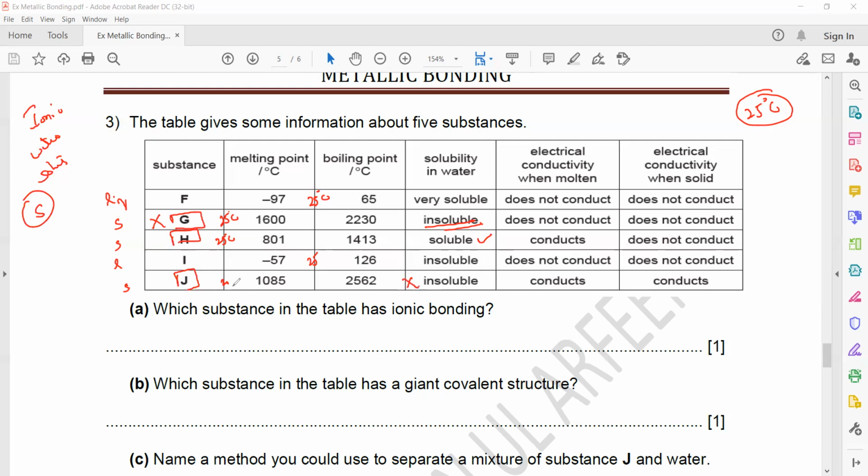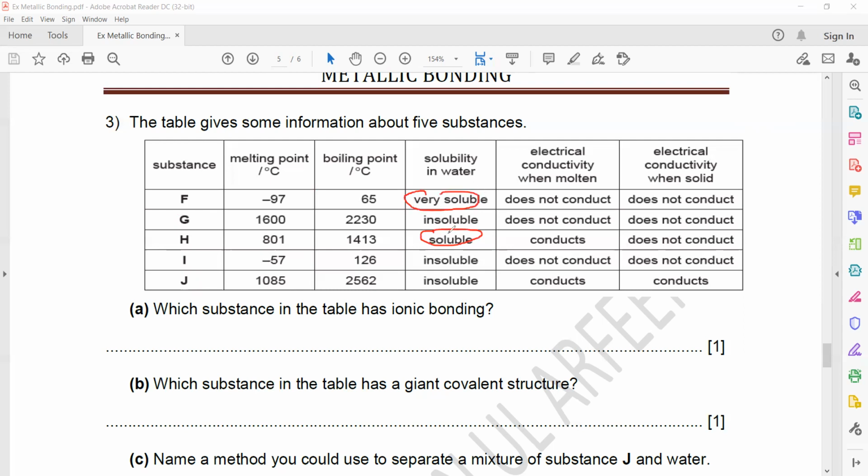So which substance is the ionic compound? The substance which follows the properties of ionic substances will be H. We worked out the properties because, to be an ionic compound, it should be water soluble. F and H are both water soluble, but it should be solid at room temperature. F is liquid at room temperature and H is solid. So we worked out that H is an ionic compound, or it will have ionic bonding.